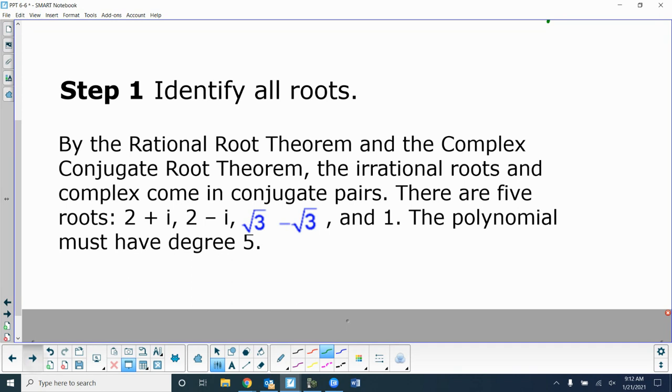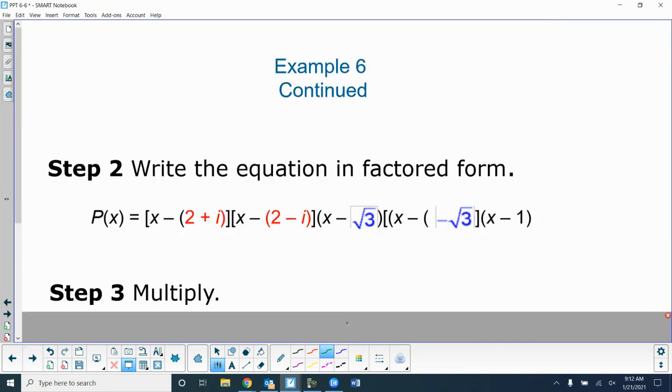There they are. X minus, you don't have to put these parentheses. Just write x minus 2 plus i. X minus 2 minus i. Right? Don't worry about the parentheses. X minus the square root of 3. What's minus a negative? Plus. And then your x minus 1.